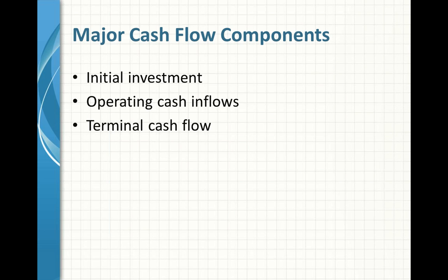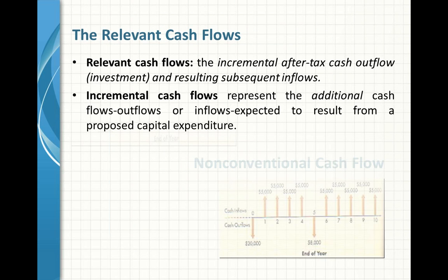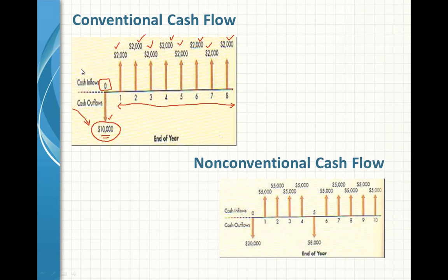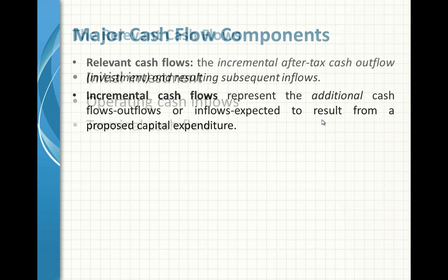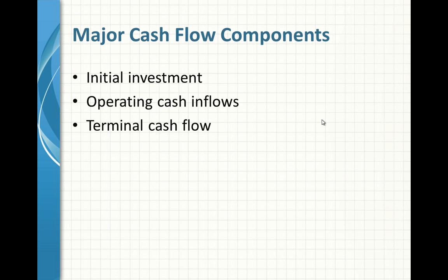So the major cash flow components include initial investment, which is what we discussed here as an outflow. This is called initial investment, or cash flow at the beginning of the year. Then operating cash inflows. These are the amounts you are getting in during the life of the project each year. Then terminal cash flow.